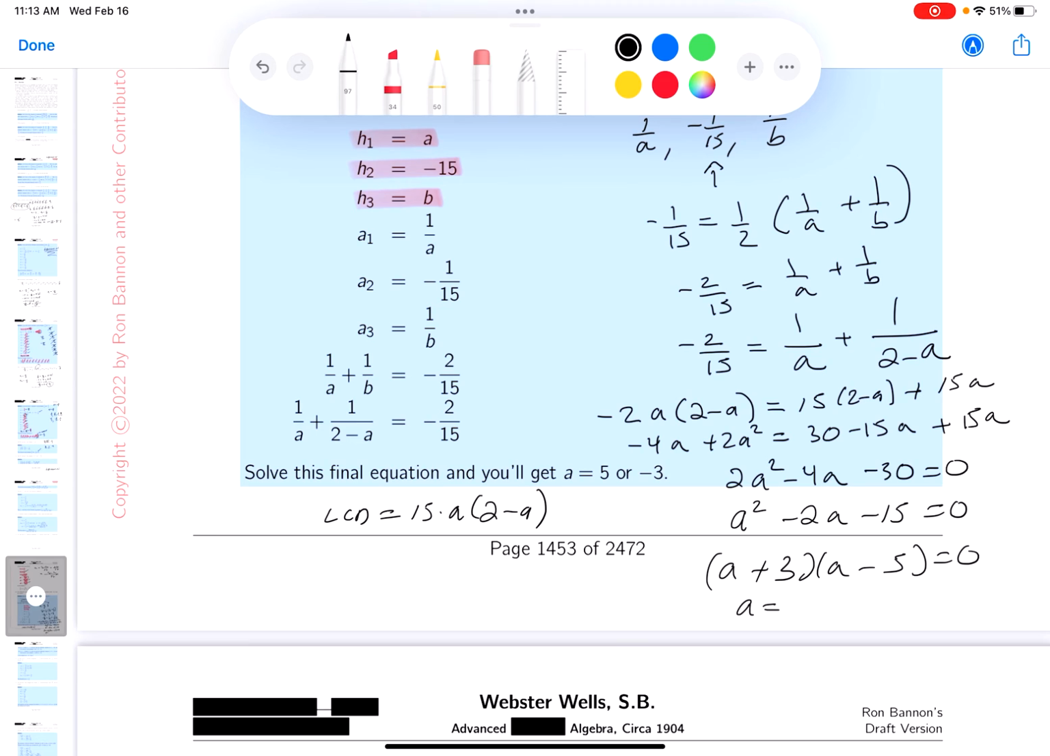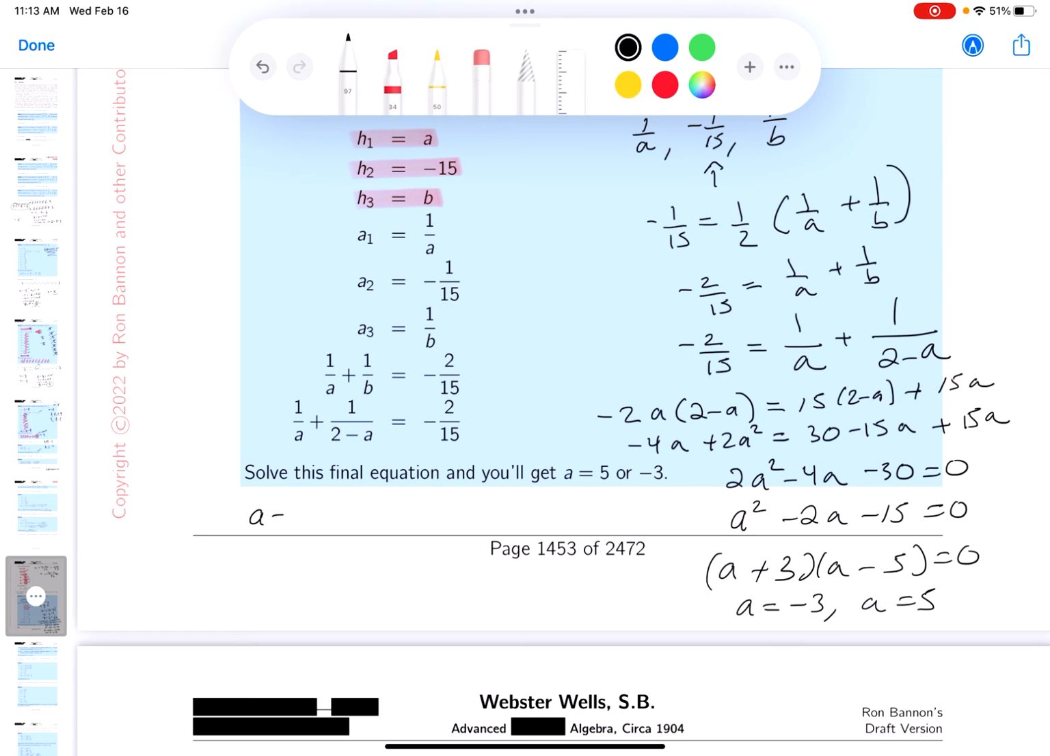A is minus 3. Or the A could be 5, all right? So I got two answers here. I'm wondering, do they make any sense? And making sense out of this thing is writing things down and then rereading the problem.